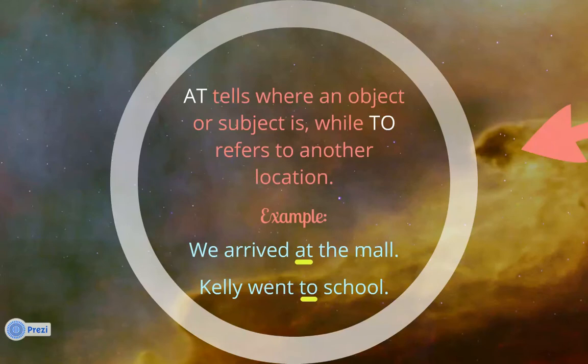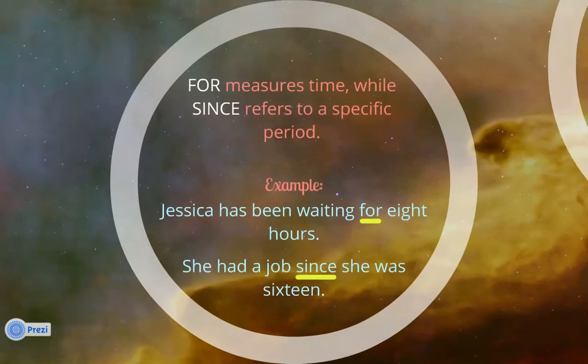At tells where an object or subject is, while to refers to another location. For example, we arrived at the mall. Kelly went to school. If we use these incorrectly, it would change the sentence a lot. For measures time, while since refers to a specific period. For example, Jessica has been waiting for 8 hours. She has had a job since she was 16. If we switch these around, the sentence wouldn't make sense anymore.